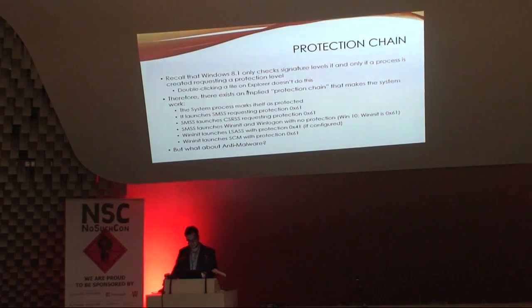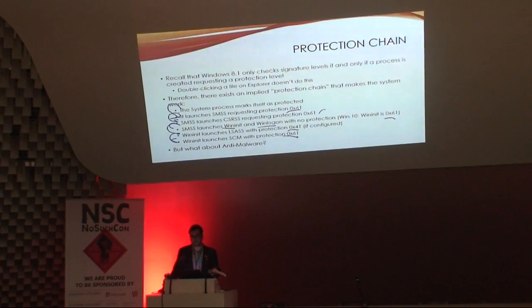So the system process launches SMSS as 61. Basically, Windows Core Component TCB Protected Light. SMSS starts CSRSS at the same protection level. SMSS then launches WinInit and WinLogon with no protection, except in Windows 10, where WinInit is now also protected, 0x61. WinInit then launches LSASS with 41, if you've configured this, and then it launches the Service Control Manager with 61. So then all the core system processes, they request to be launched with protection.